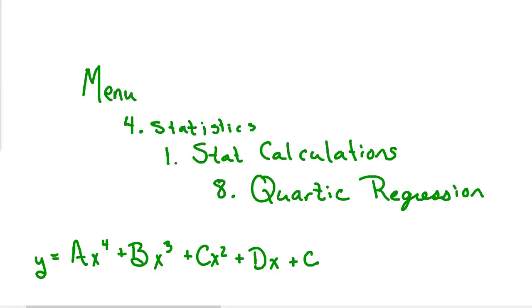Once you have finished putting in the data with your x and the column A and column B, then go to Menu, 4, Statistics, 1, Stat Calculations, 8, Quartic Regression. And then your X list is going to be the A with the square brackets, and your Y list is going to be your B with those square brackets.